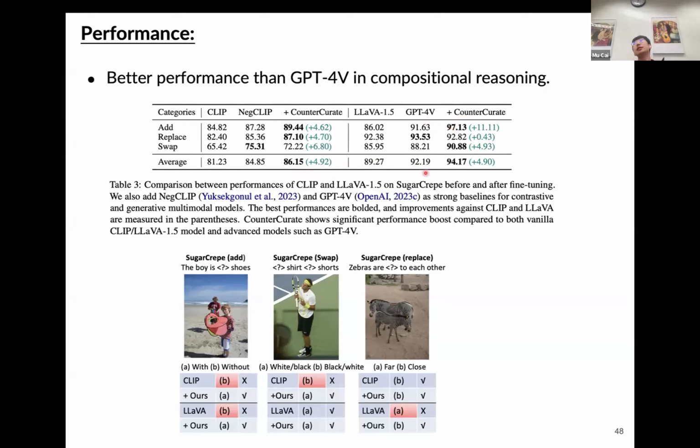So this also corresponds to what I think. If we have enough high quality data for a specific task, we can actually beat the OpenAI models on this specific task. Now, here are some qualitative examples where the entry with the red background denotes the wrong prediction. And we found that for those challenging cases, our model can make the predictions correctly, such as white shirt, black shorts, or black shorts, white shirts.